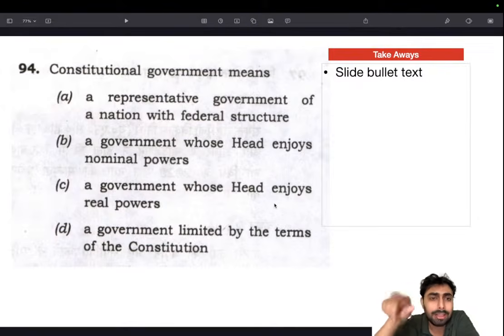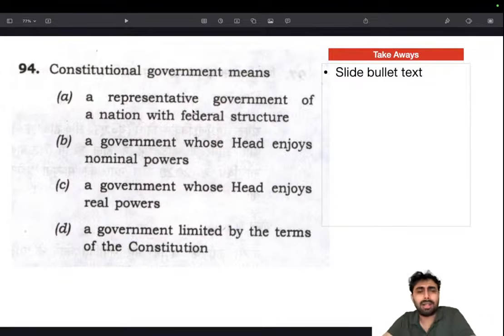It's like a fence. Constitutional government is like a fence to protect the people within and to ensure that the ones inside don't cross the limit, the judicial limit or the legislative limit or the jurisdictional limits. So a constitutional government means a representative government of a nation with federal structure. This is a federal government. A government whose head enjoys nominal powers, this is the parliamentary form of government, I guess. Same way with India, it's a parliamentary form of government. A government whose head enjoys real powers.